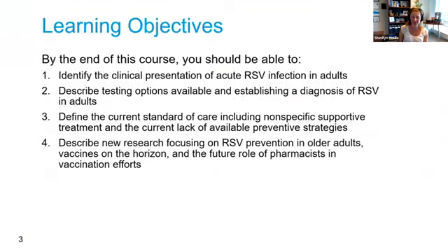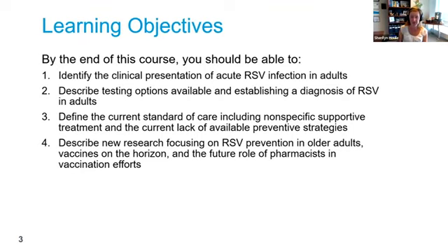So what we hope to accomplish in the short amount of time that we have together for this third webinar is the following. By the end of this webinar, you should be able to identify the clinical presentation of acute RSV infection in adults, keeping in mind we're focusing on the older adult population for this webinar series. We'll also be able to describe testing options available and how a diagnosis of RSV in adults is established.